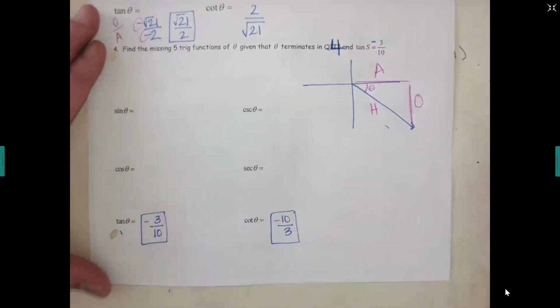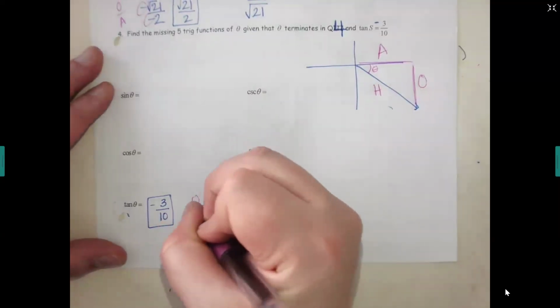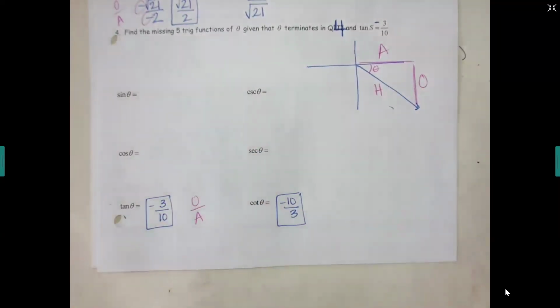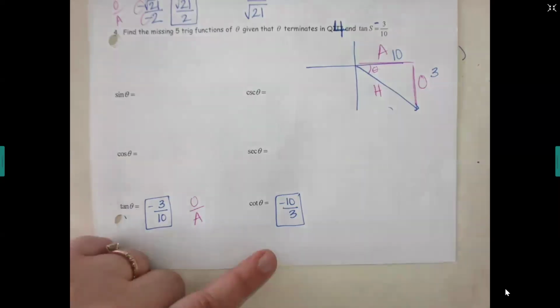Okay, now let's go back to label our triangle. Remember that tangent is O over A, which means my opposite needs to be the 3 and my adjacent needs to be the 10. Now, there is also a negative, but I have to think about which side to put it on. If I'm going to the right 10 and then down 3, which side needs to receive the negative? Yeah, the opposite, or the 3.